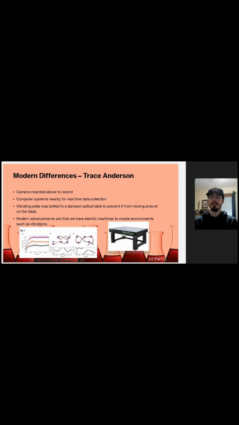So some modern differences were that in this experiment they used a camera mounted above to record the particles. They had computer systems nearby for real-time data collection. Safety measures: the vibrating plate was bolted to a damped optical table to prevent it from moving around on the table. Modern advancements are that we have electric machines to create environments such as vibrations.